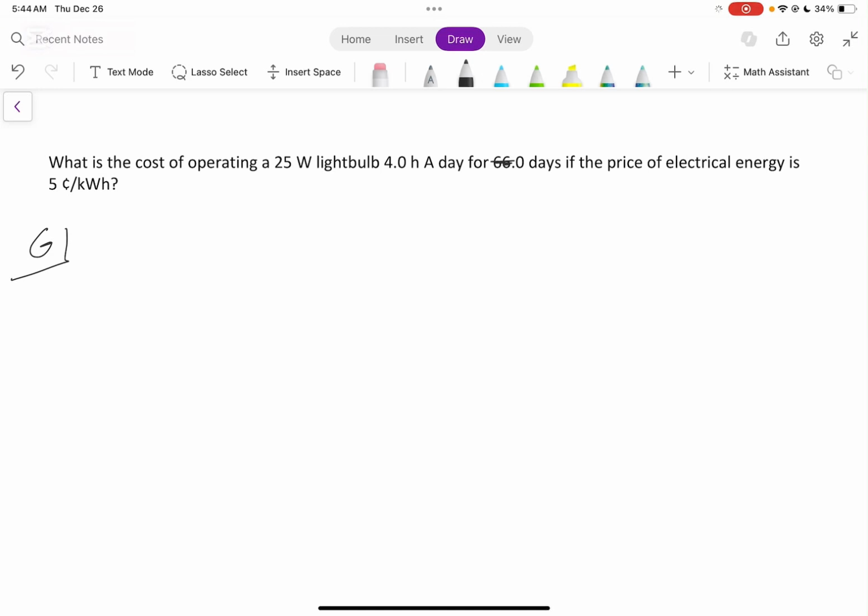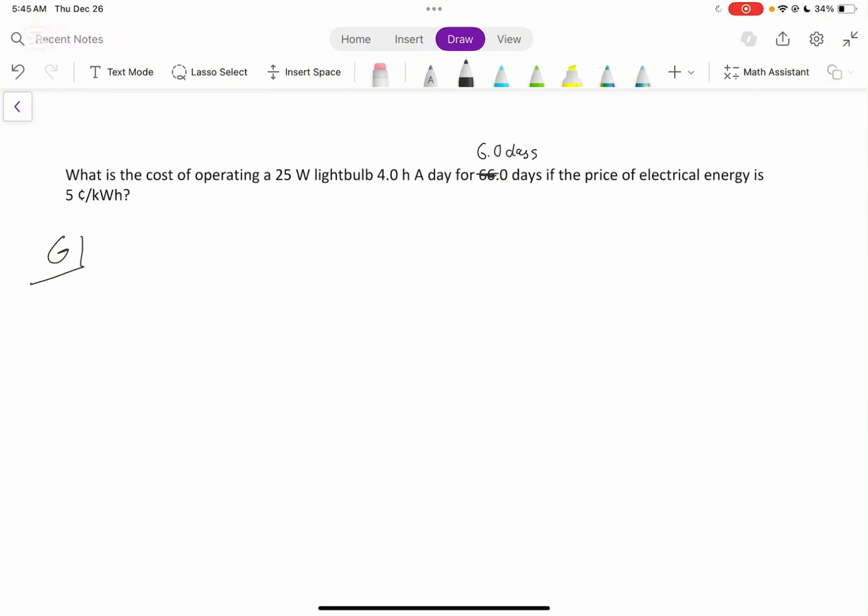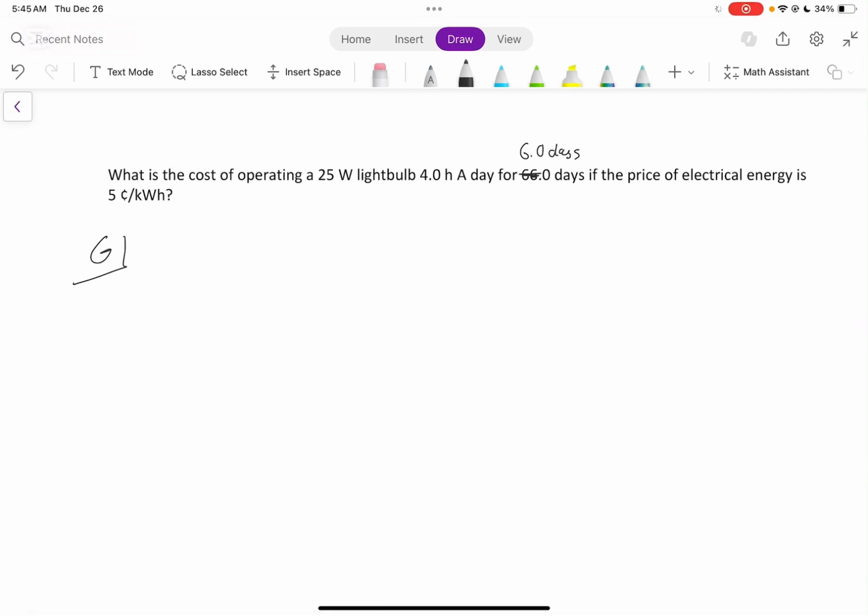This should be 6 days, for 6.0 days. If the price of the electrical energy is 5 cents per kilowatt hour. Well, to do this, let's first get our given. So it says, what is the cost of operating a 25 watt light bulb? Well, by the unit, this is actually going to be power, because the units for power are watts. So 25 watts, that's what it is.